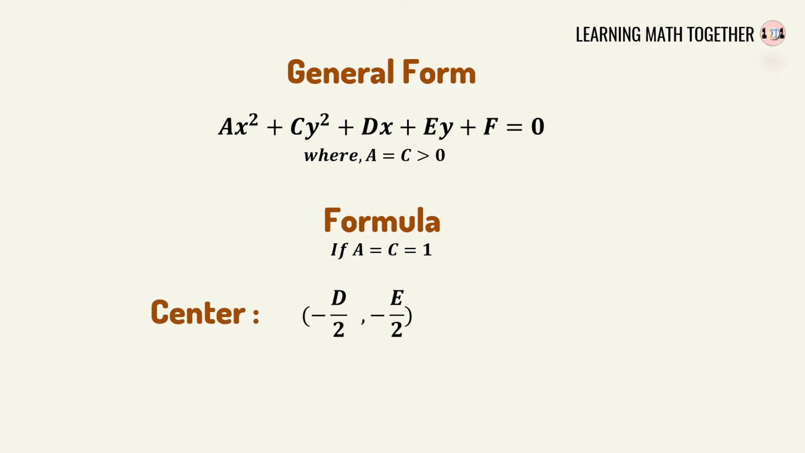So here is the formula for the center. We have negative D divided by 2 and negative E divided by 2. Take note that D is the numerical coefficient of x and E is the numerical coefficient of y.